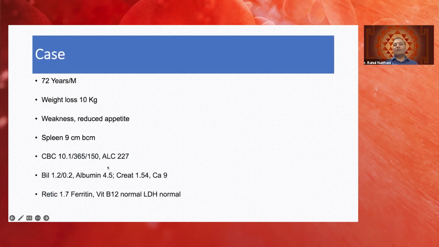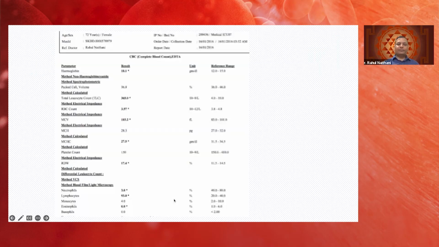Majority of these cells were lymphocytes. The routine chemistries were kind of normal with some creatinine derangement. LDH was normal. This is the CBC of this patient. I'm not sure if this is projecting clear. In my screen, it's blurred. I'll just read it out for you.